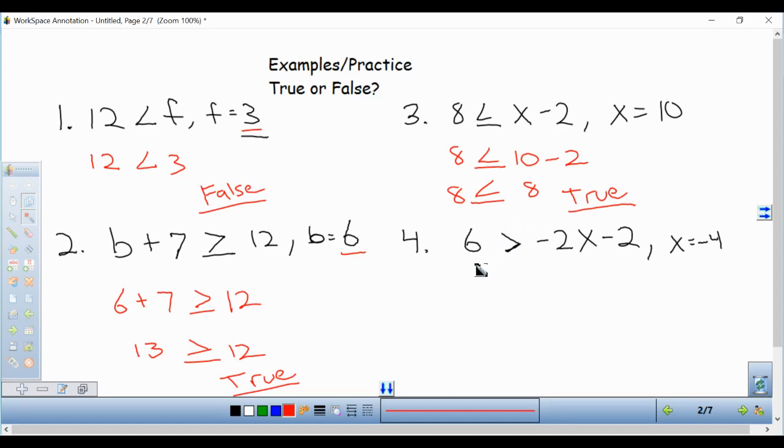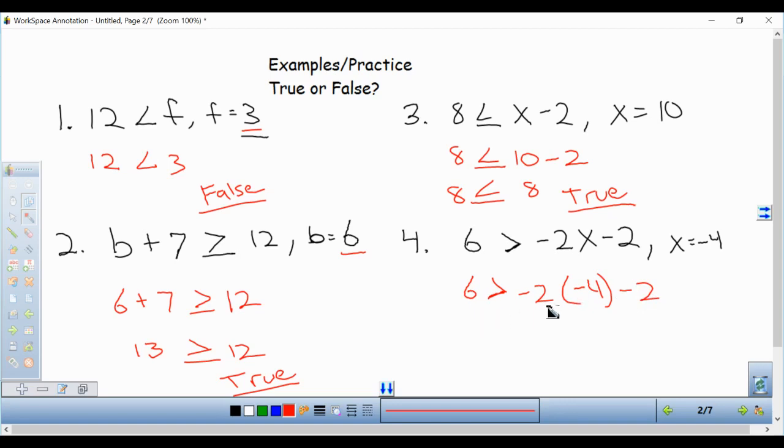Number 4 says 6 is greater than negative 2x minus 2. This one's a little bit more difficult. If you think you can solve it on your own, you can pause and try to do that. 6 is greater than negative 2x minus 2. But instead of x, we're going to write what x equals. It says x equals negative 4. So negative 2 times negative 4, because there's no symbol in between the two, minus 2.